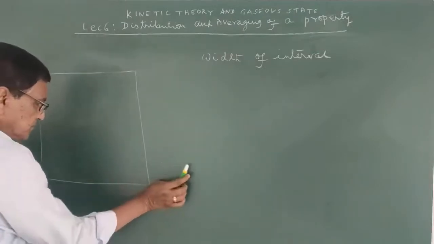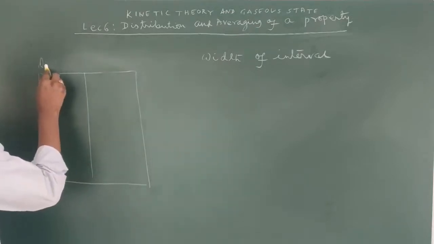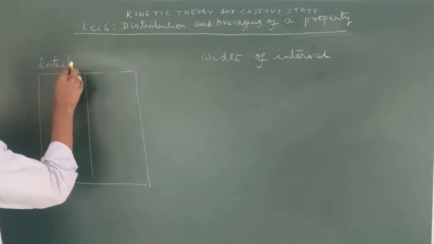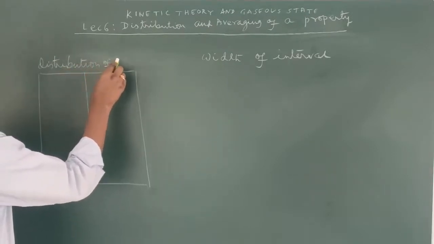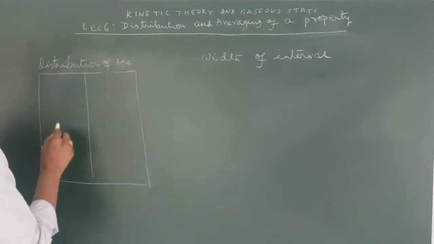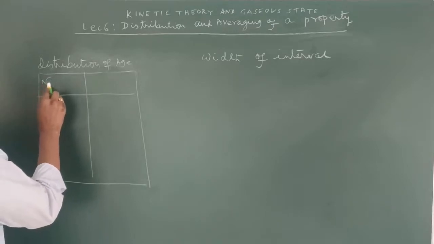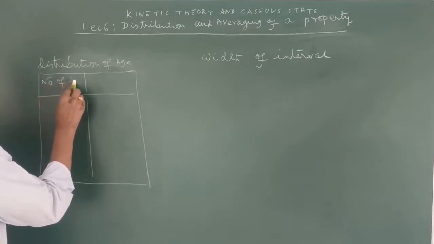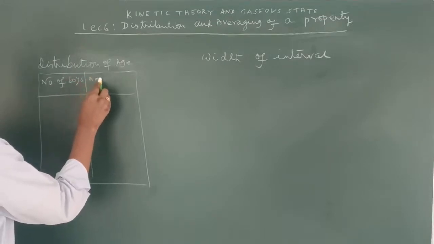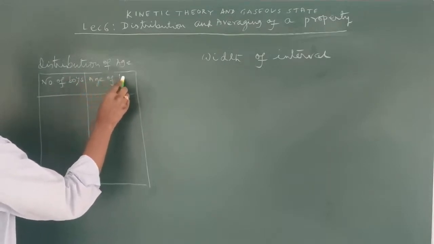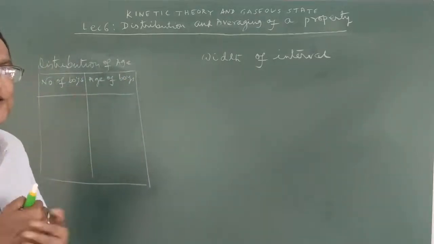Distribution chart. Say it is the distribution of age. It is the number of boys, and it is the age of boys. Two columns are there. It is the chart. It is the distribution chart.